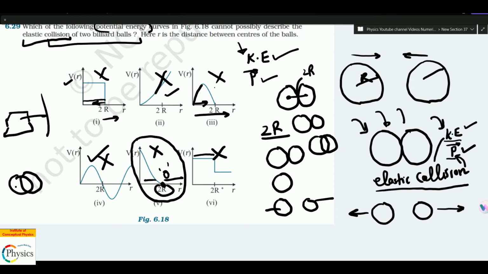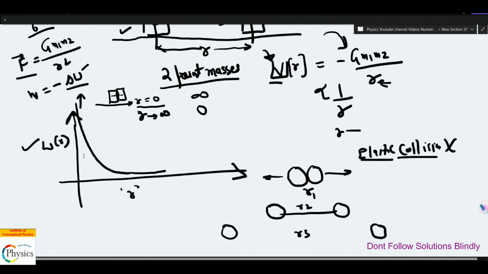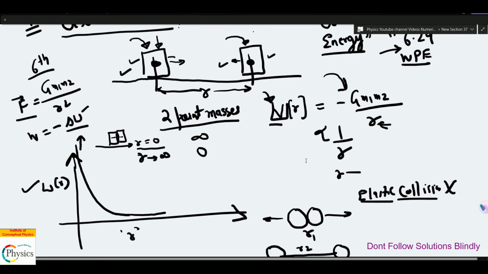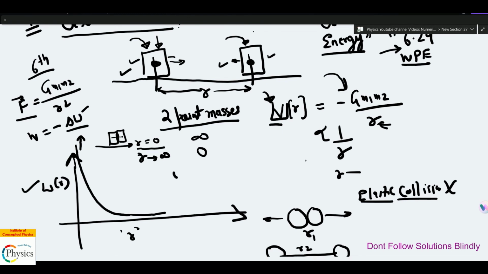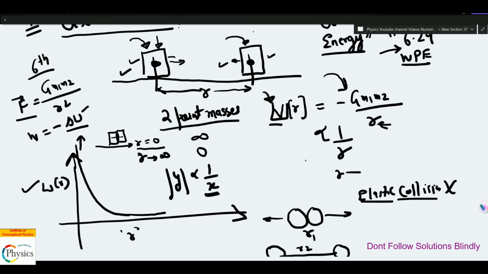This is the closest I could think of, but even this is wrong. I would just correct this graph to what I've done. Graph 5 appears to be closest, but is not correct. Let me repeat: this is closest to what I drew as my answer, which is this. If you can see, this is U versus r. So this is like y is inversely proportional to x, and therefore I can draw this. I'm also taking magnitude, ignoring the negative sign here.